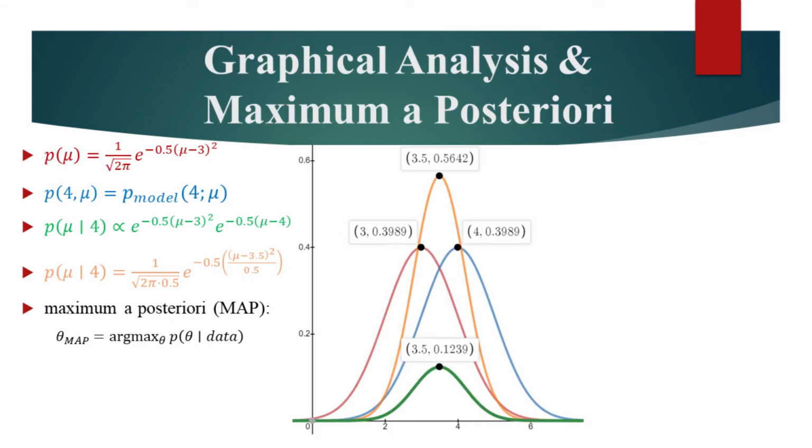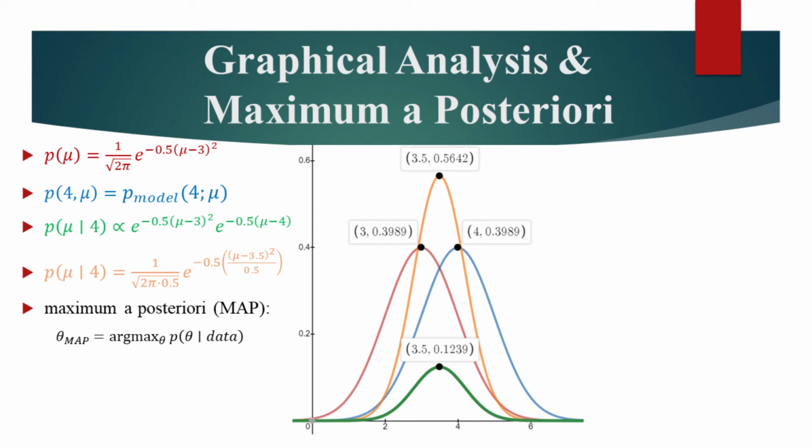The red plot is a prior distribution from our example. The blue plot is our likelihood. The green plot is if we multiply prior and likelihood without their normalizing constants. The orange plot is a posterior.